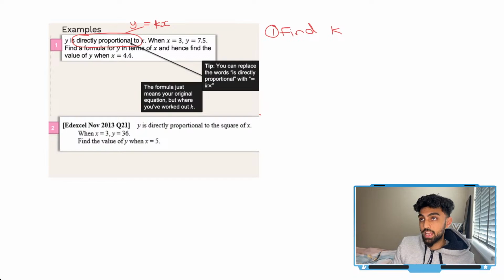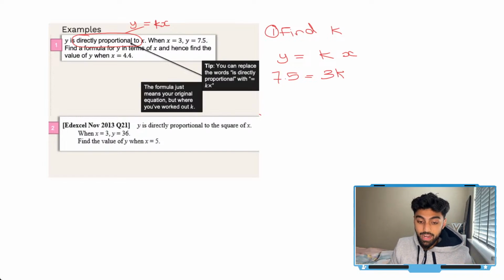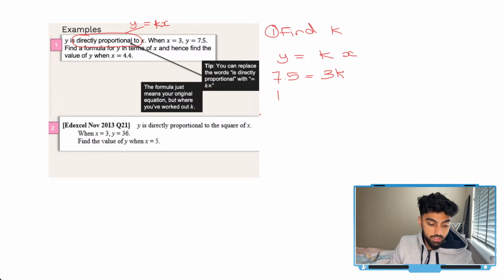So we say y is equal to kx, and therefore we can say that 7.5 is equal to k times x, which is 3, or 3k. 7.5 is equal to 3k, and then how do we go about finding k? Well, we just divide 7.5 by 3. You can leave it as a fraction or as a decimal, whatever you want. I get 15. No, I don't. One second, let me just double check. 5/2 or 2.5.